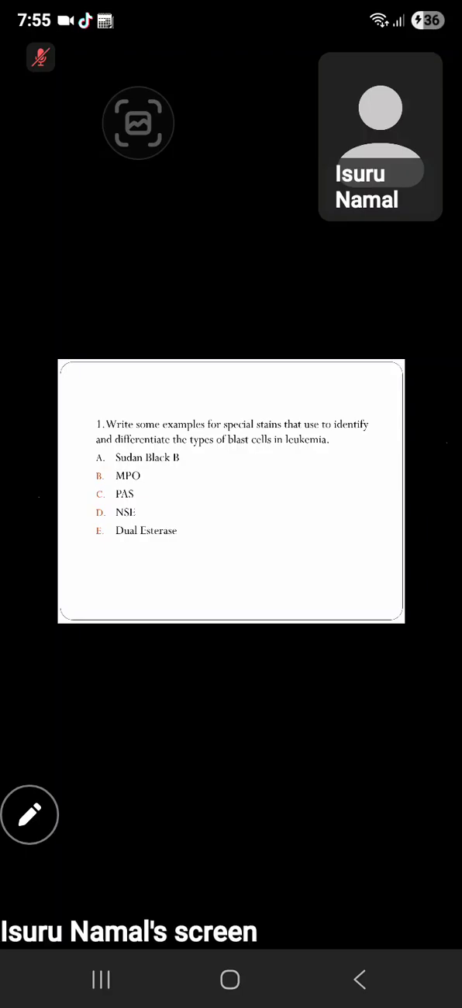However, if your Sudan black B stain is positive, right, we can identify that blast as myeloblast, and your PAS stain will be negative for that type of blast. Then another one is myeloperoxidase, MPO staining.